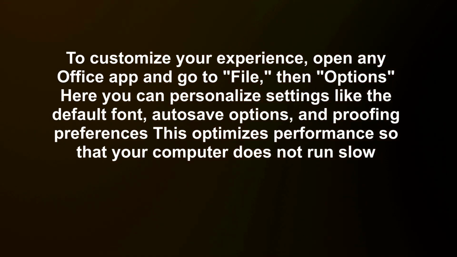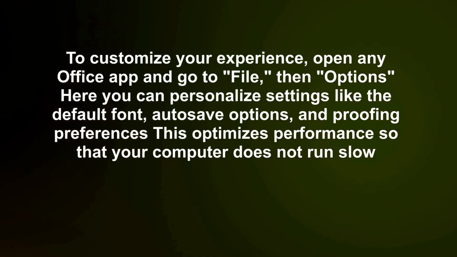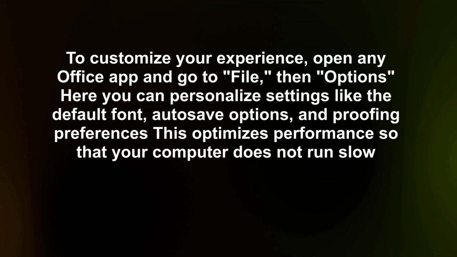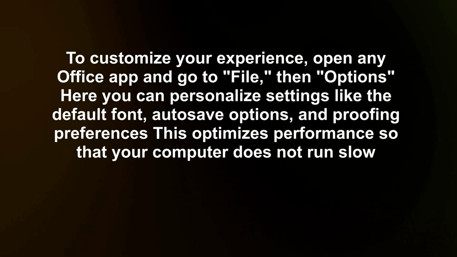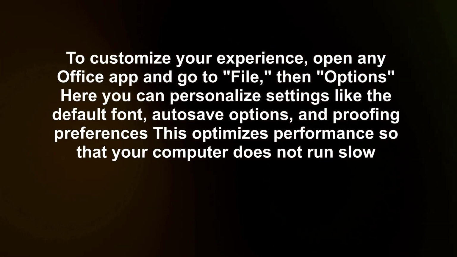To customize your experience, open any Office app and go to File, then Options. Here you can personalize settings like the default font, autosave options, and proofing preferences. This optimizes performance so that your computer does not run slow.